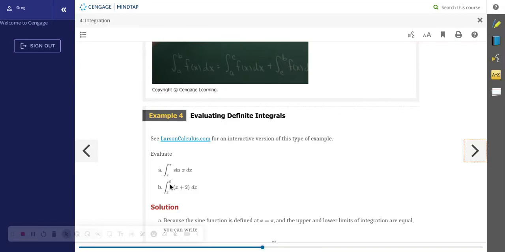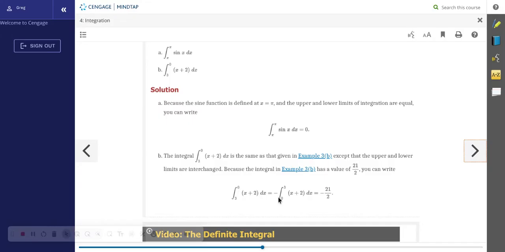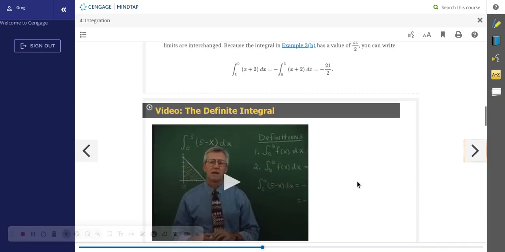And then the integral from 3 to 0 can be switched to the integral from 0 to 3, and we take a negative of it. Now, they just kind of give you the answer. You don't exactly know how to do this yet, but I bet most of you could figure it out.